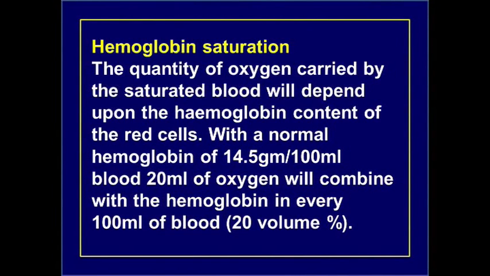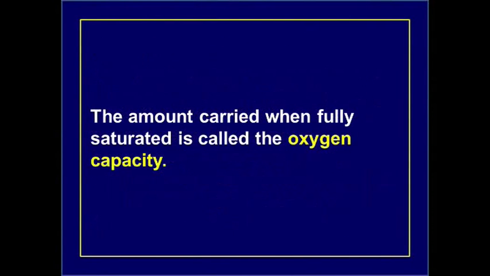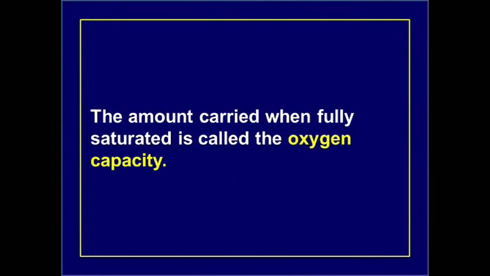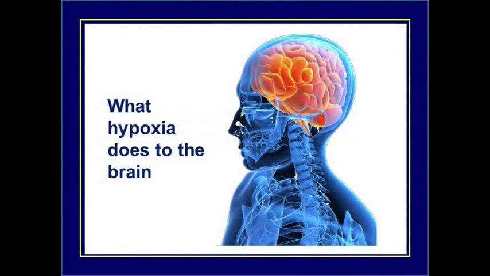Okay, with a normal range of 14.5 when you have your blood test done, 20 mils of oxygen will combine with hemoglobin in every 100 mils. So in other words, 20% by volume there. This is the saturation of the oxygen capacity.